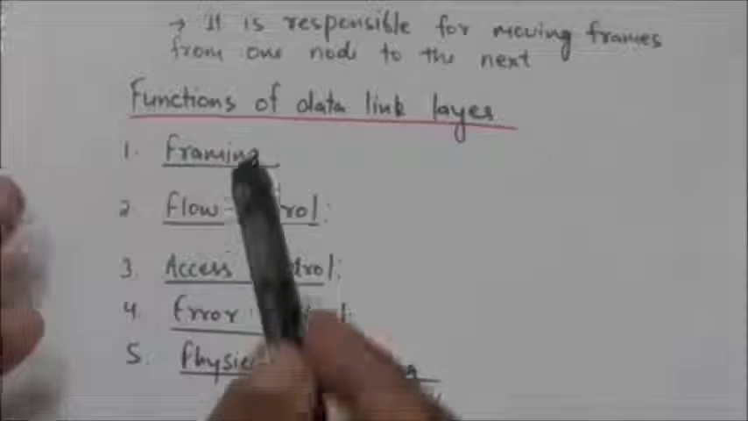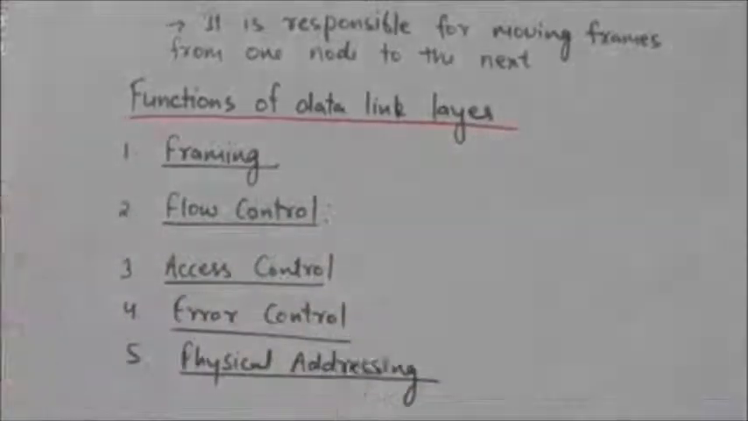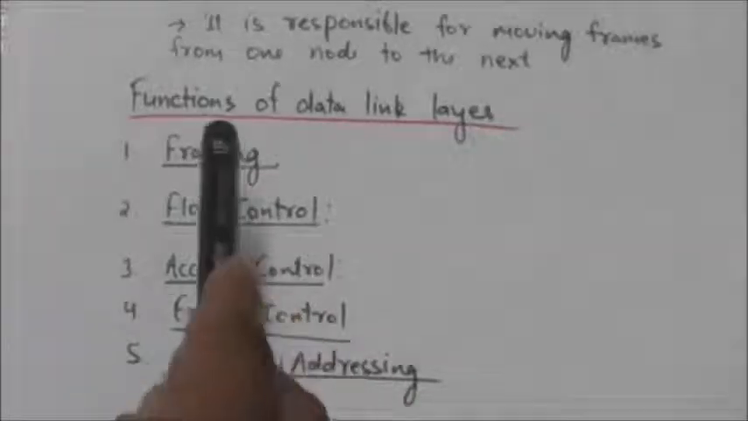One of the functions of the data link layer is framing, right? This data link layer divides the stream of bits received from the network layer into manageable data units called frames, right? Another functionality of the data link layer is flow control.